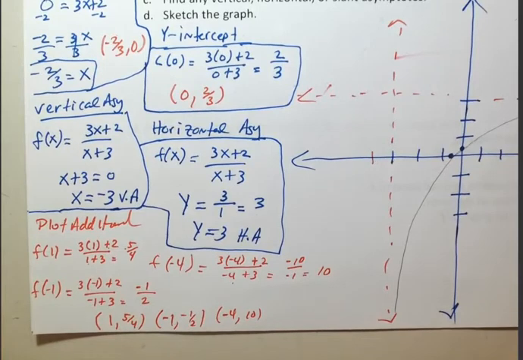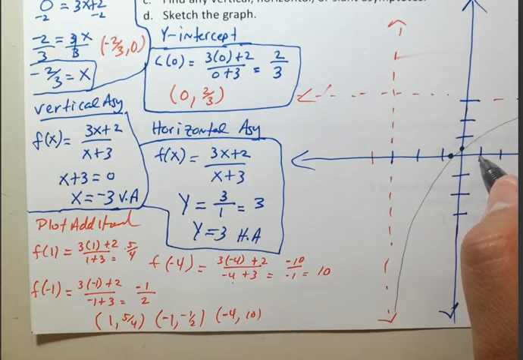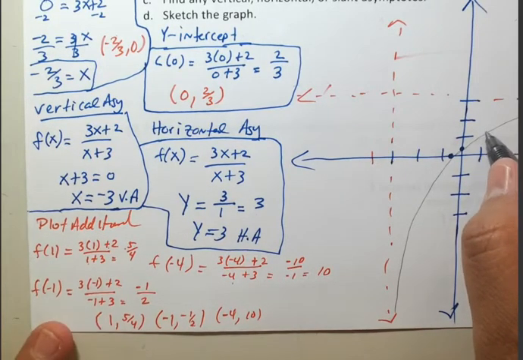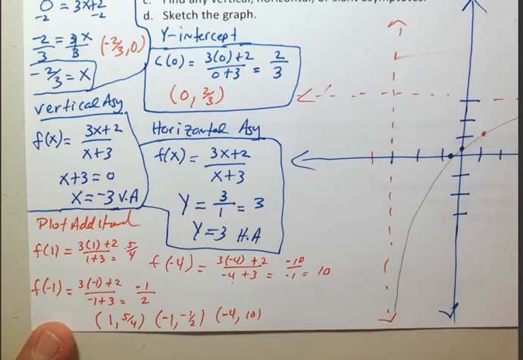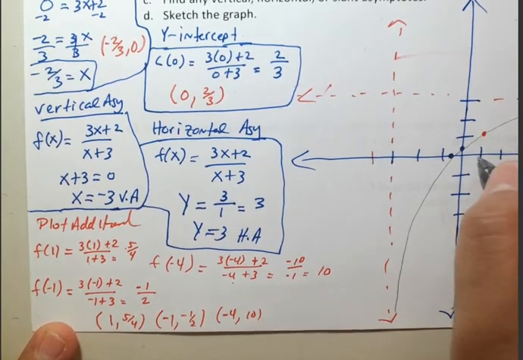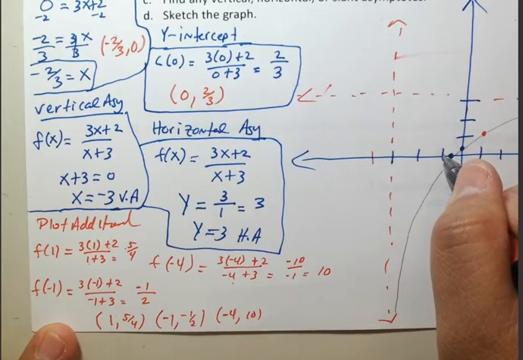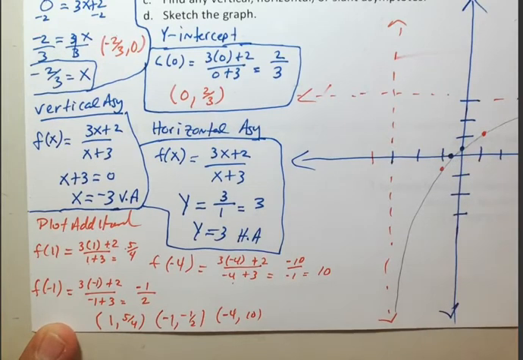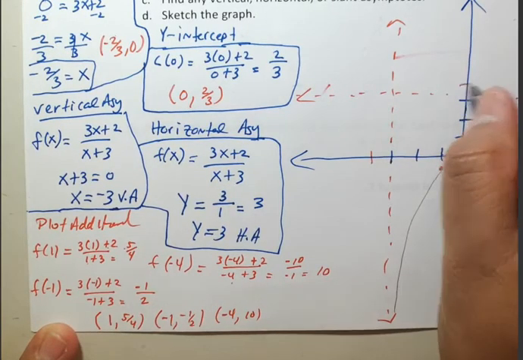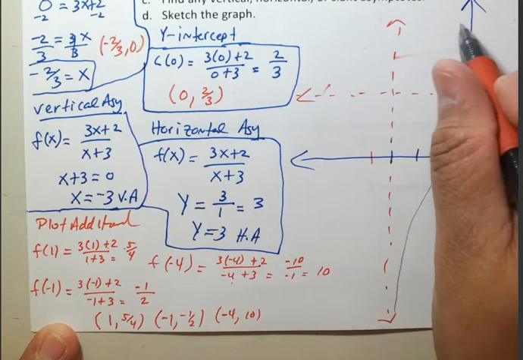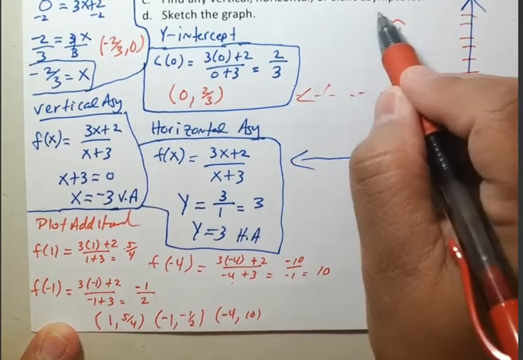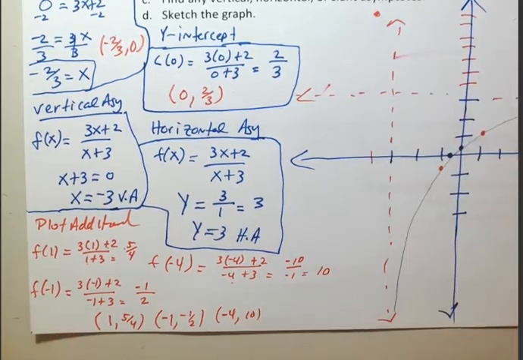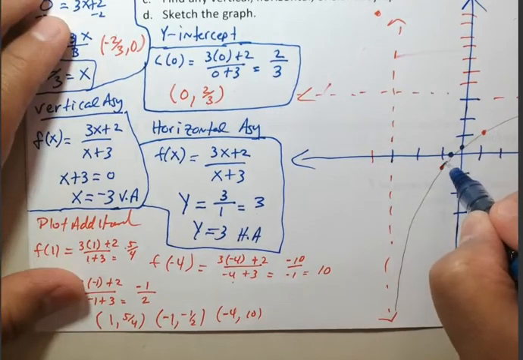So 1 and 5/4 is a little bit over 1, right? So maybe somewhere right here. And then negative 1 and a half is going to be somewhere here. And then negative 4 gives me a 10, so negative 4 is going to be somewhere up here. Okay. So I can say that this graph is going to go something like this.